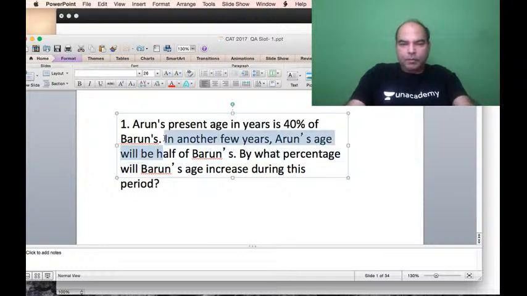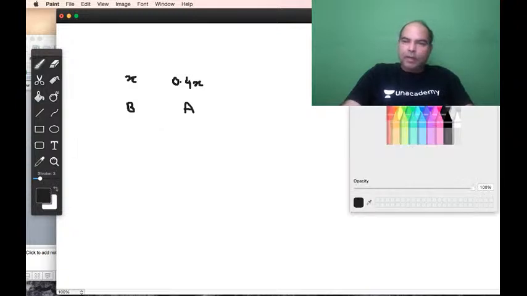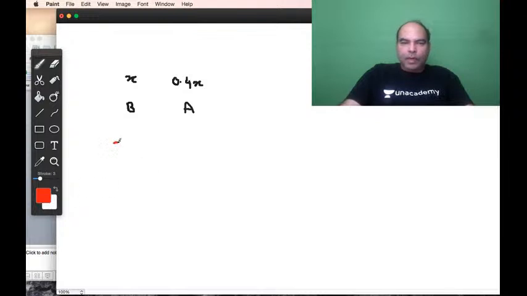In another few years, Arun's age will be half of Barun's age. So if I take this another few years to be, let's say, n years, then Barun's age will be x plus n at this point, and Arun's age will be 0.4x plus n.